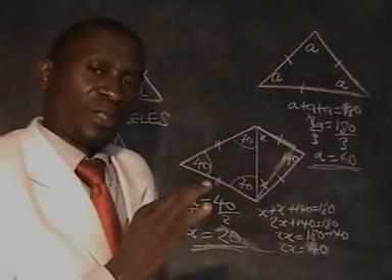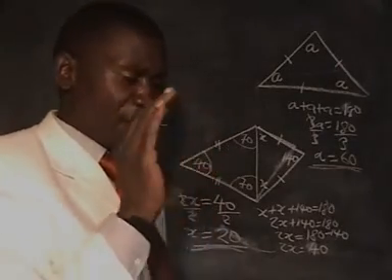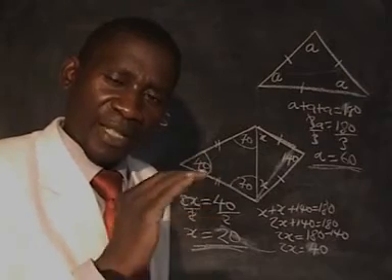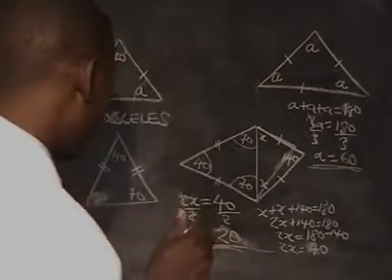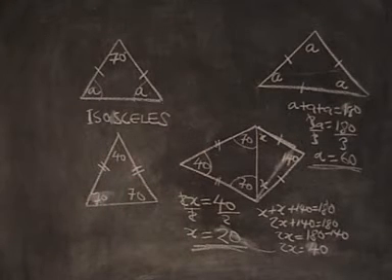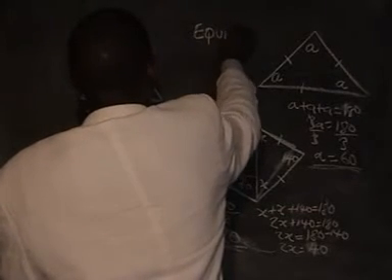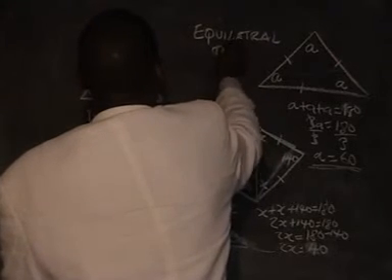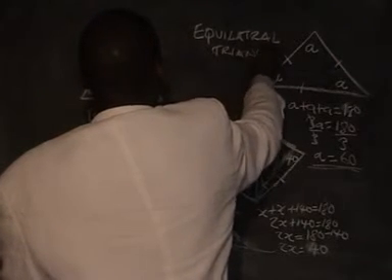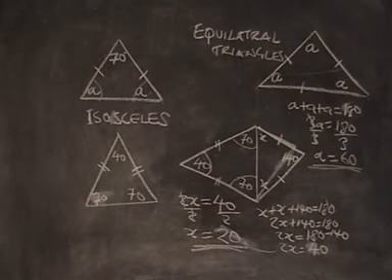So for an equilateral triangle, the name equilateral comes from equal. It has all the 3 angles that are equal. At the same time, it has all the 3 edges that are equal. That's why it is called an equilateral triangle. So let me write equilateral triangles. This is an equilateral triangle. All the angles are equal and all the sides are equal.